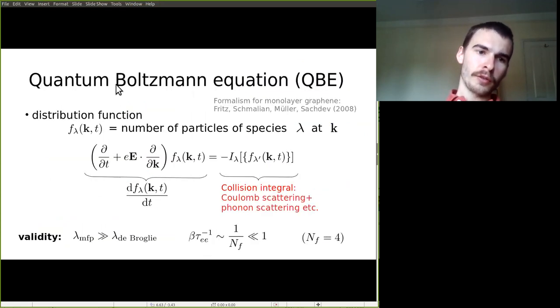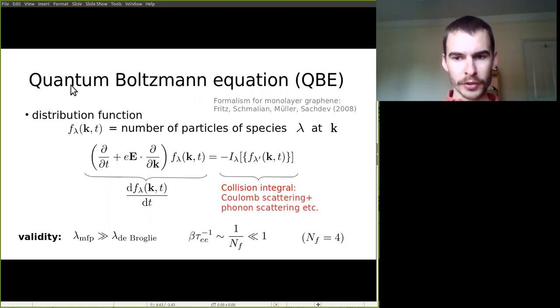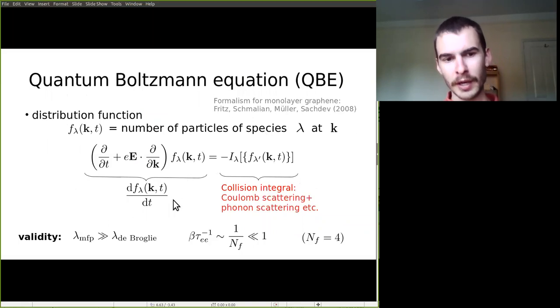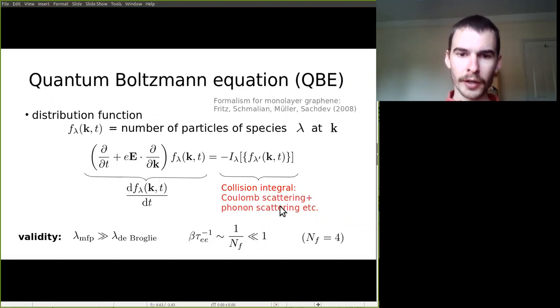So then we can write down the quantum Boltzmann equation, which is an evolution equation for the distribution function of the electrons. So the distribution function tells us the number of particles of a given species at a given momentum, where the species is plus or minus 1, depending on whether you're talking about the valence or conduction band. And so the quantum Boltzmann equation looks like this. We've got the time derivative of the distribution function, and on the right-hand side, we've got the collision integral. And the collision integral is really where all the physics is coming in. And so this in general is quite a complicated expression.